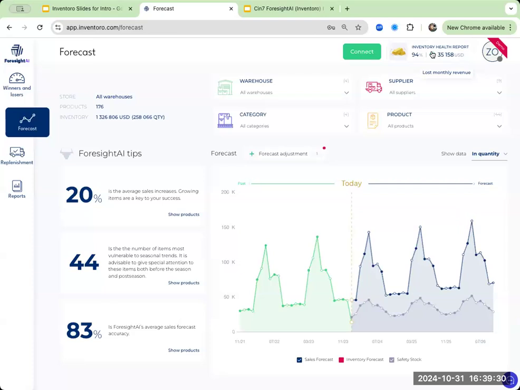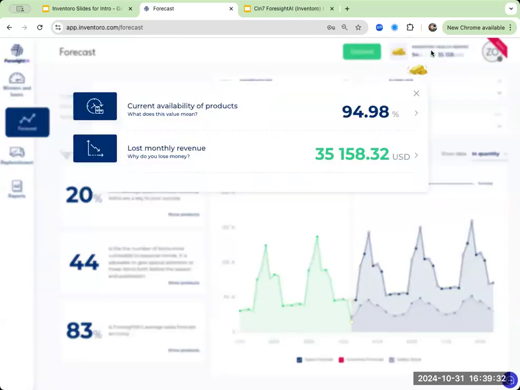Last couple things on this page are going to be the inventory health report in the top right-hand corner. This is going to be your snapshot of the current health of your inventory. Obviously, it is called the health report. So it's going to show you your availability of products. Because I have 95% in stock, that means I have 5% stocked out.